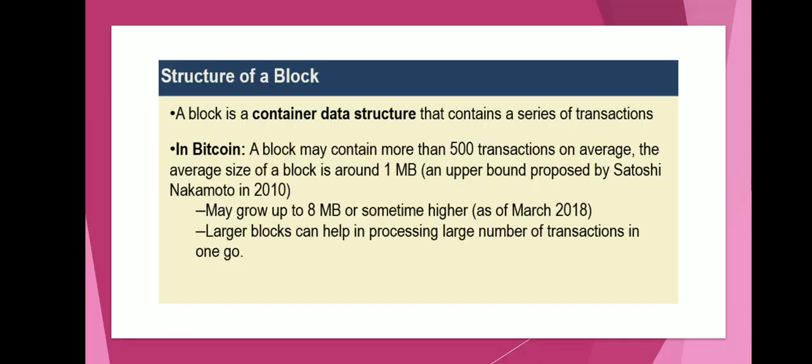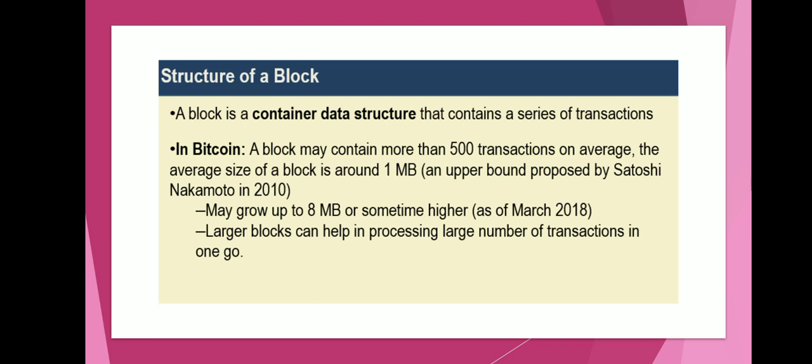So let me discuss the structure of a block. A block is a container data structure that contains a series of transactions. Here we are speaking about the Bitcoin blockchain network. How many transactions we can store and what the capacity of a block is, we will discuss here. A block may contain more than 500 transactions. So on average, we can store 500 transactions.